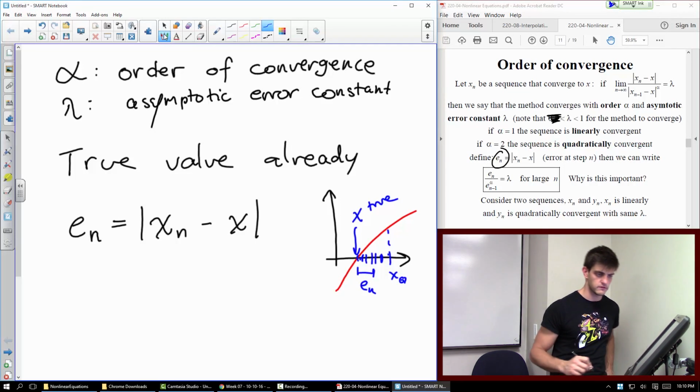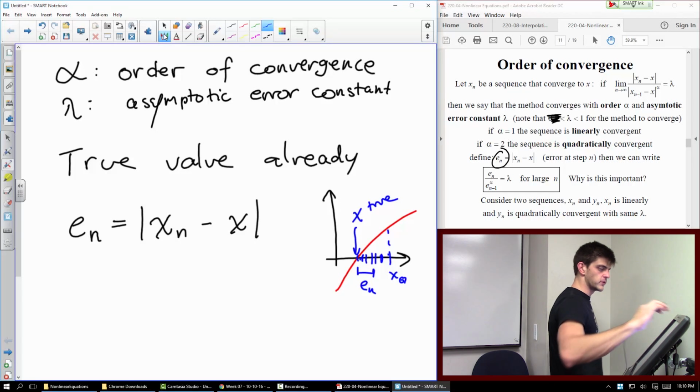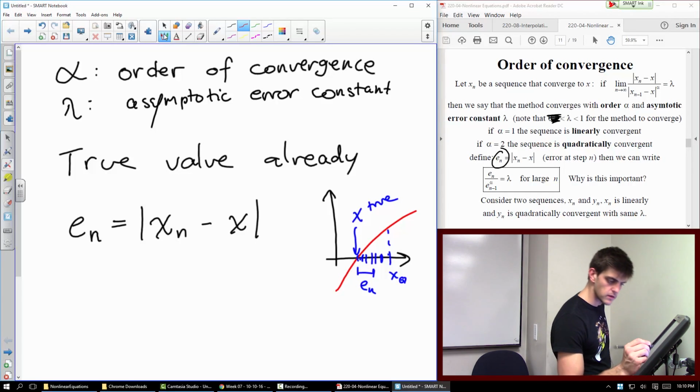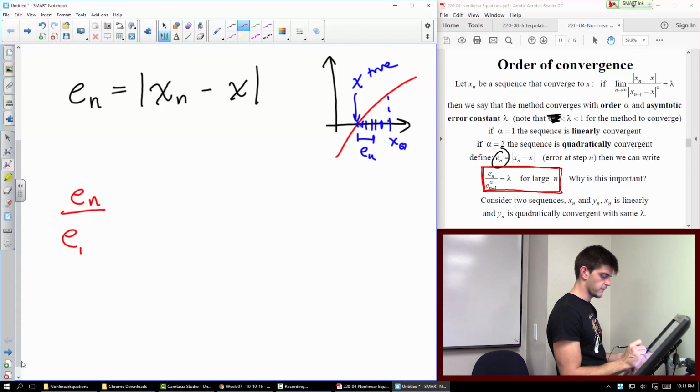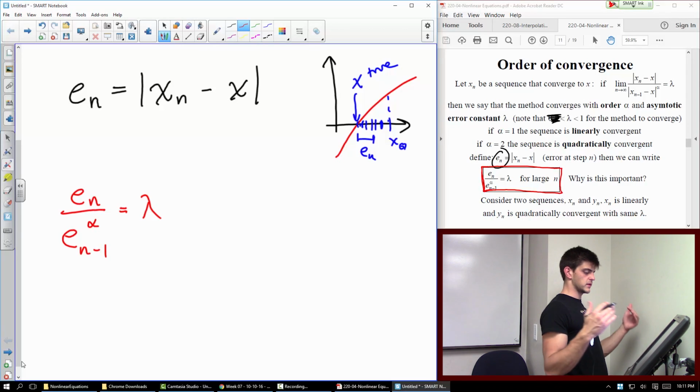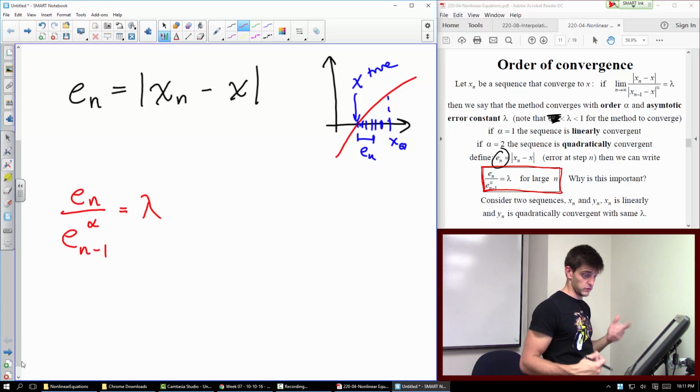Now, the critical formula that you have to know for this entire section is right here. I'll write it out in red. That's the error at the nth step over the error of the previous step raised to the alpha power equals lambda. So basically, we're looking at the ratio between the errors. As you probably figured out, the smaller this ratio is, meaning the smaller the error gets every single step compared to the previous step, the faster you're going to converge to your solution.